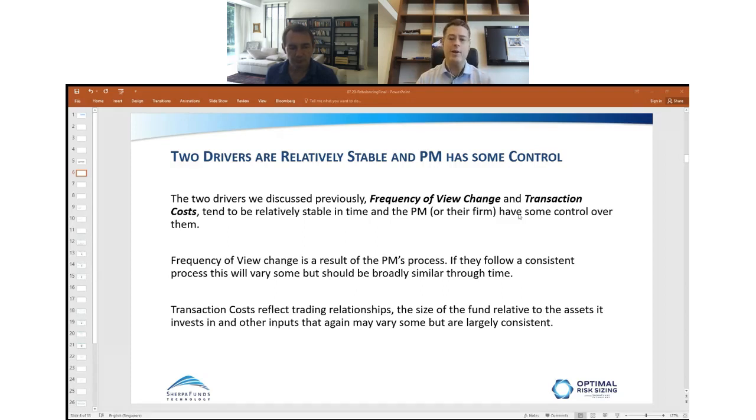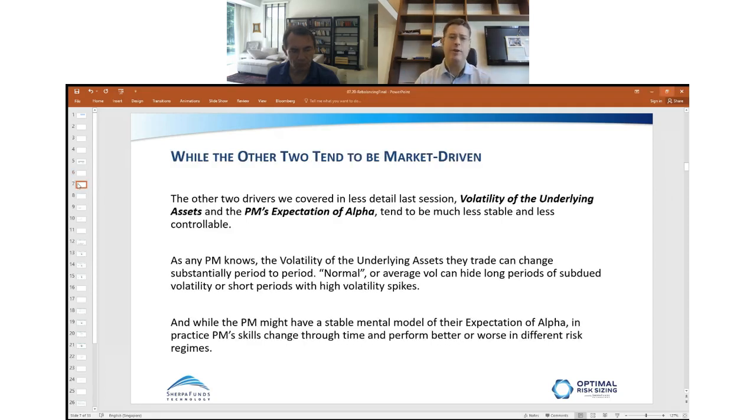Transaction costs, again, might change somewhat as your fund grows. If you were to change the types of assets you invest in, or have a change in your mandate that allows you to go further into smaller cap or to a different geography, maybe it changes. But by and large, transaction cost is going to be fairly static, because it's a function of the relationships you have as a firm, the efficiency of your trading desk, and what you trade. So these are fairly stable and you have some control over them.